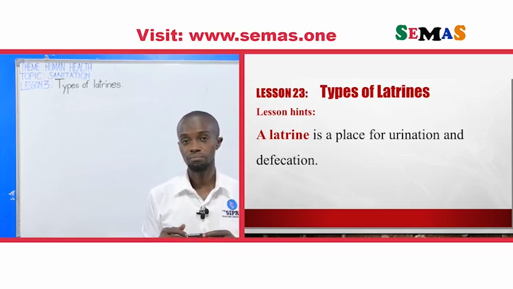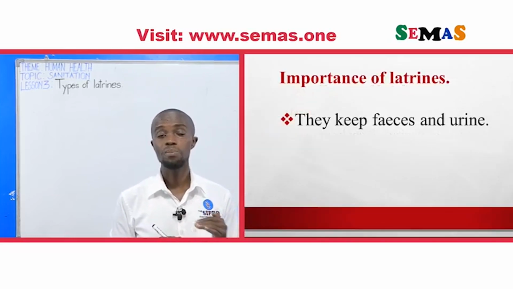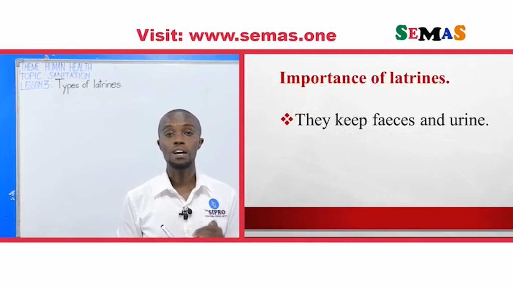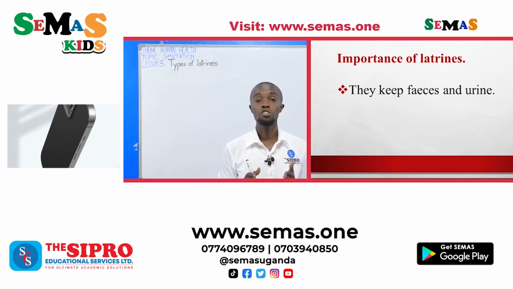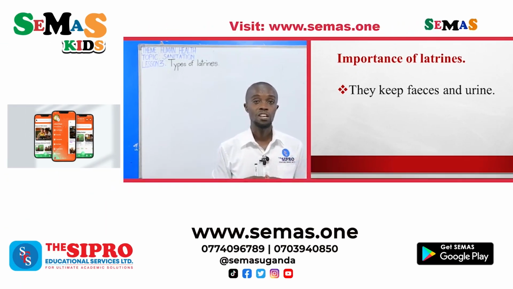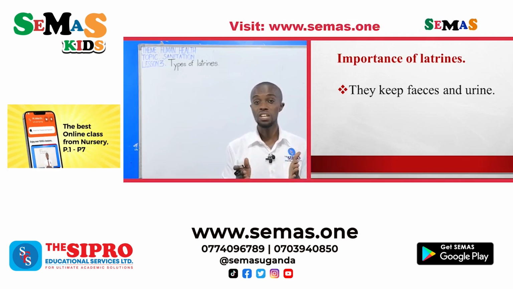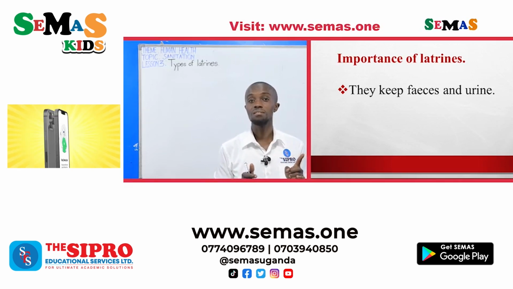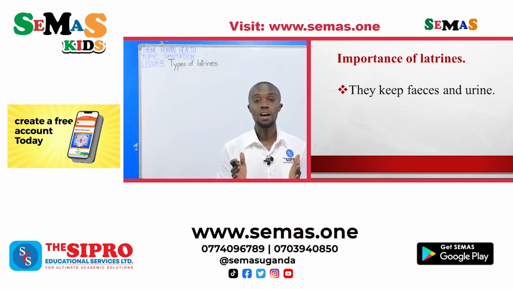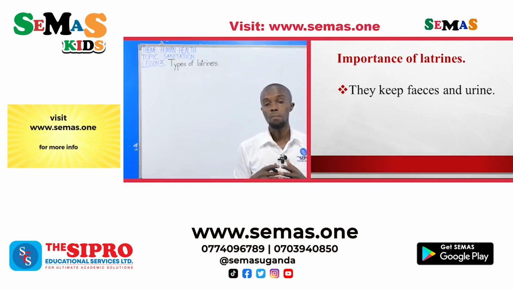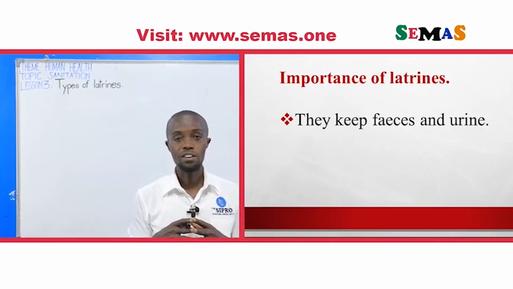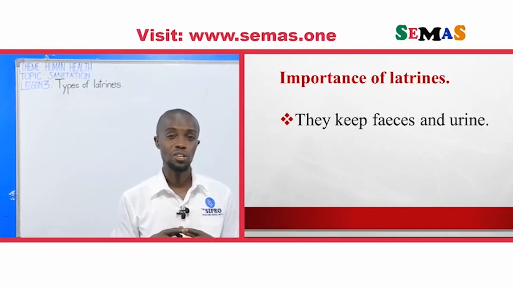Let's begin. Remember, we said that a latrine is a place for proper disposal of fecal matter, or a latrine is a place for urination and defecation. A place where you defecate and urinate and is authenticated by doctors and is allowed in the community is what we call a latrine. Now, my dear learner, what are the importance of having latrines in our community?